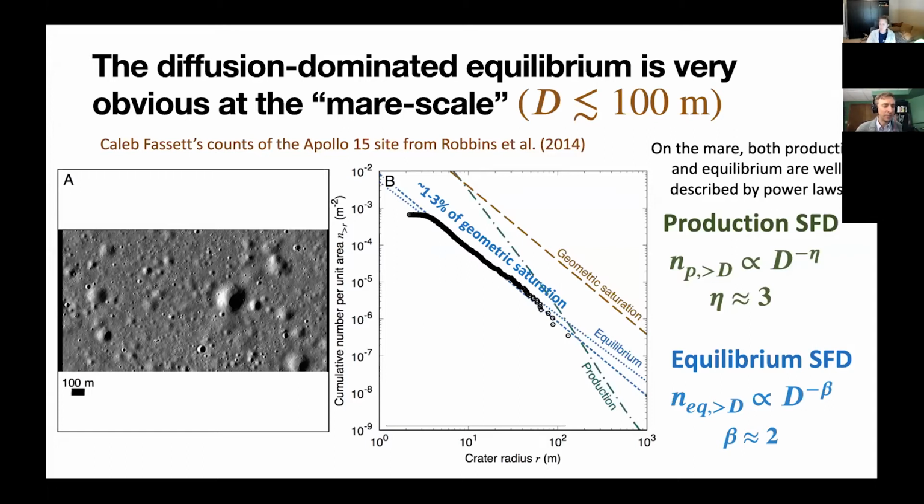The equilibrium value is about 1 to 3% of this so-called geometric saturation, which is a hypothetical upper limit based on the way circles can pack into a surface. 1 to 3% is pretty standard. You see a few percent, maybe 5%, some variations, but the slopes tend to stay around -2.